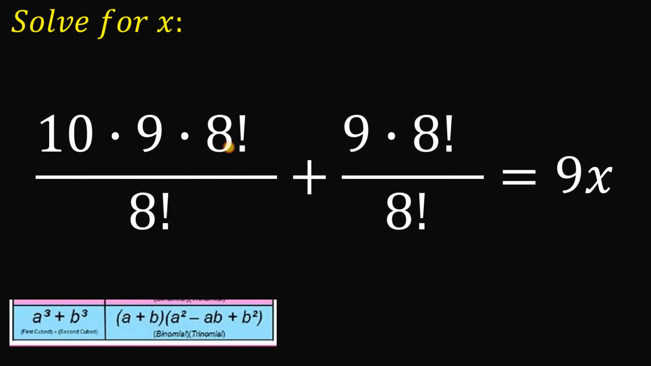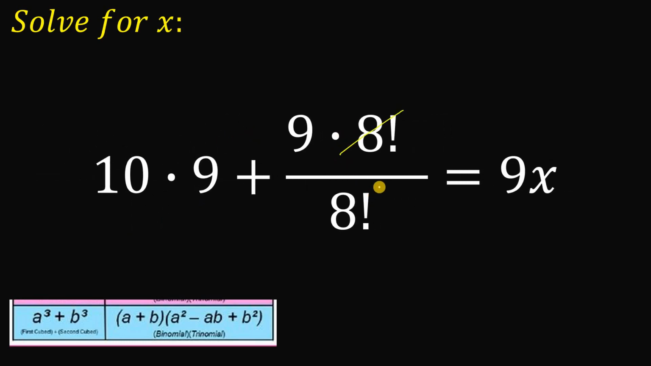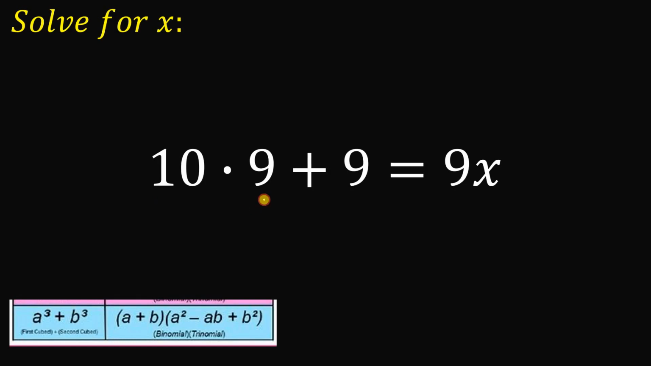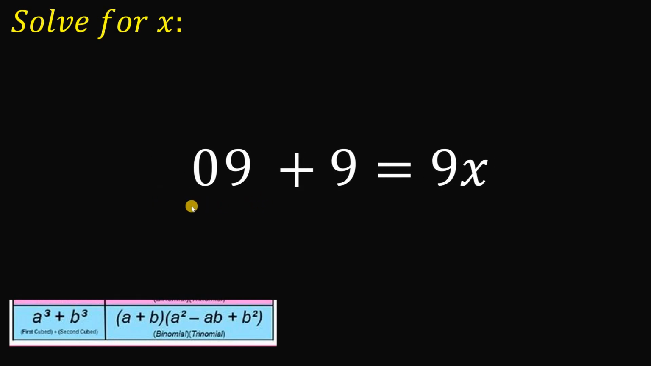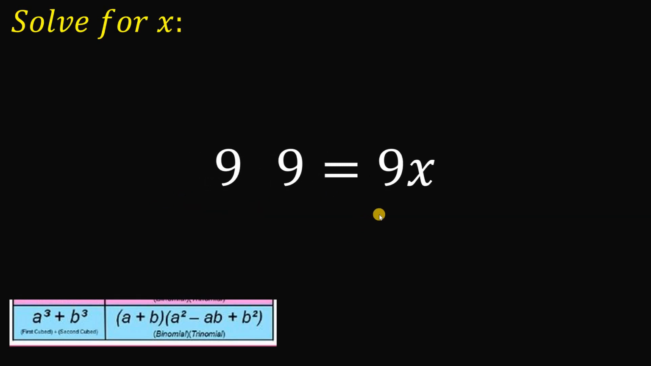Now take note, we can eliminate 8 factorial on the numerator and 8 factorial on the denominator. So this will leave us 10 times 9. Also, another factor of 8 factorial on the numerator, 8 factorial on the denominator. So this is just 9. And we can simplify this. 10 times 9 is 90. 90 plus 9 is just 99.